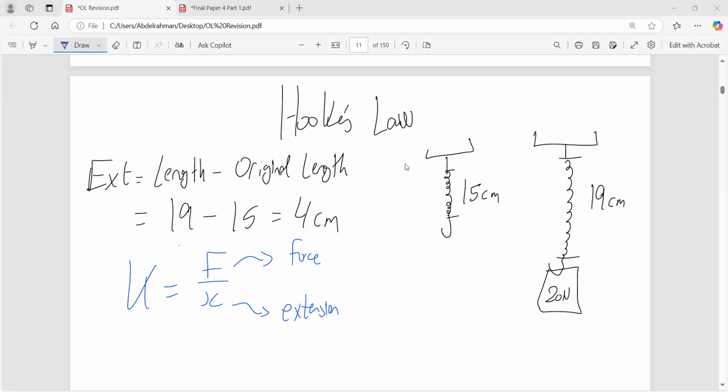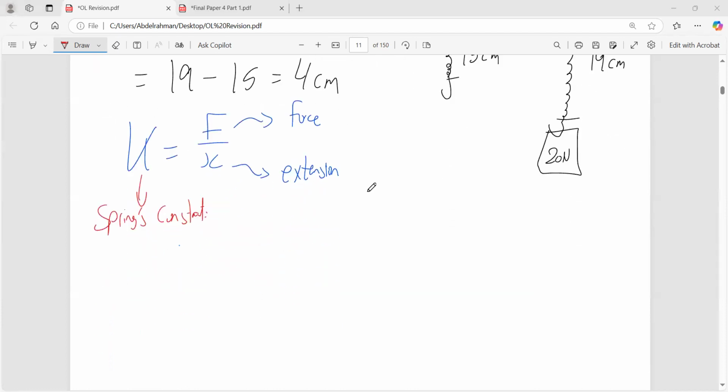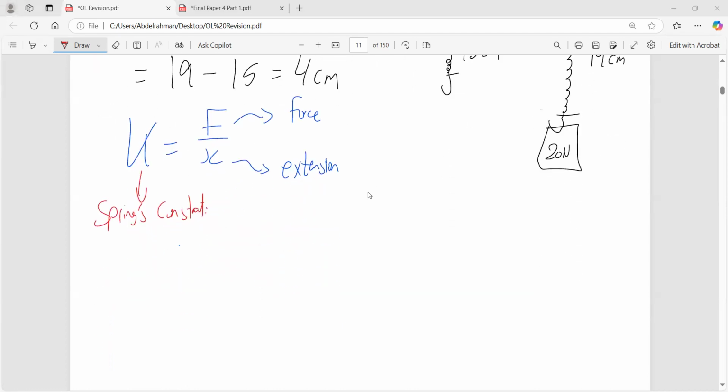K stands for the Hooke's constant, or the spring's constant. What is the spring's constant? The spring's constant is an indication of how strong the spring is.